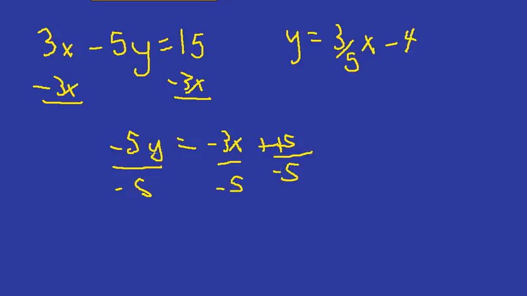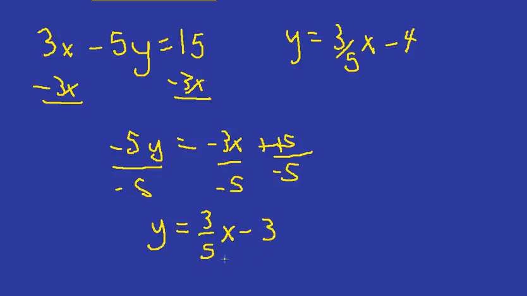I do that by going negative 5 divided by negative 5. That's 1. So that's y equals, negative divided by negative is positive, so that's 3 over 5x. And then 15 divided by negative 5. I can't read my own handwriting right there. That's going to be negative 3.